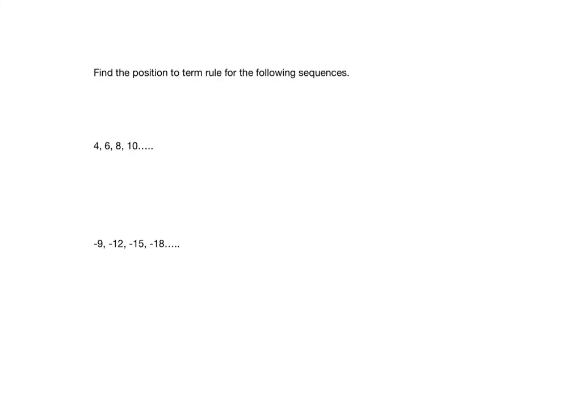In this video, we're going to have a look at finding a position to term rule for sequences. This is sometimes called the nth term of a sequence, and we use n to help us find a position in a sequence. So for example, n equals 2 tells us we're looking at the second term of the sequence. n equals 4 is the fourth term of the sequence.